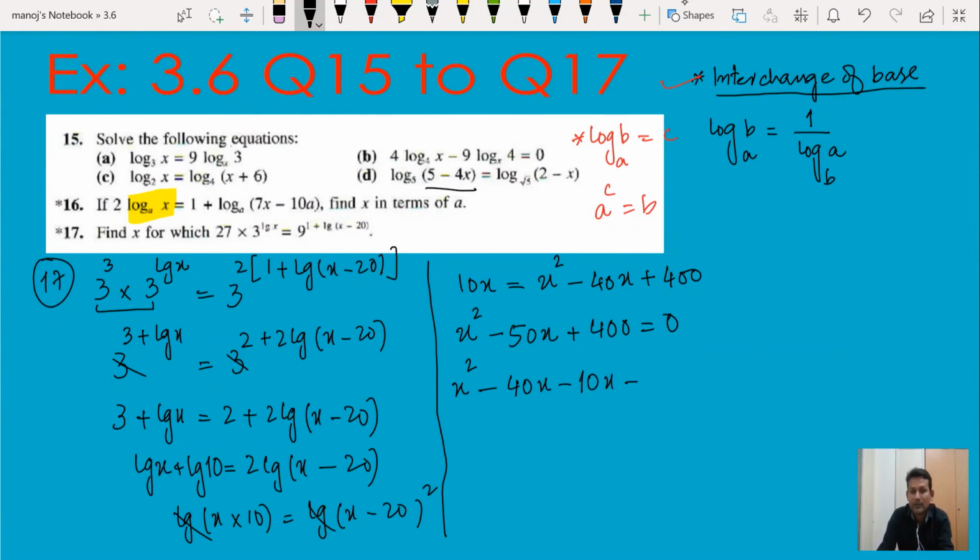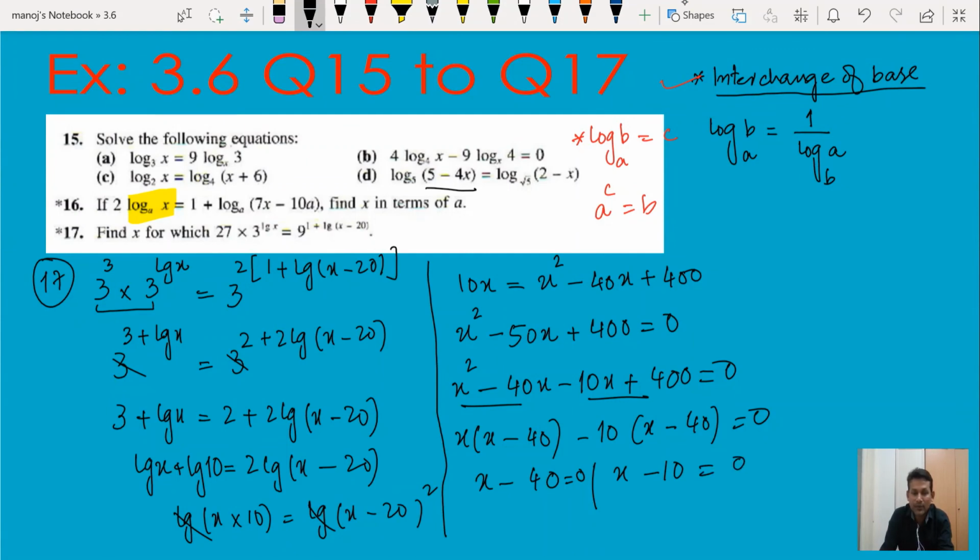Okay, when we take the common, it is x minus 40, minus 10, again x minus 40, equals 0. So x minus 40 and x minus 10 equal 0, x is equal to 40 and x is equal to 10.